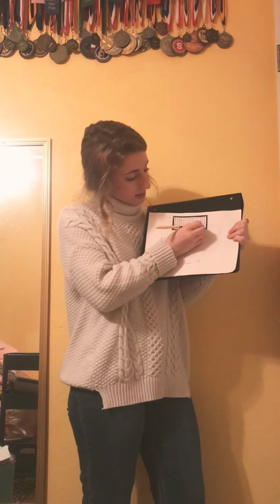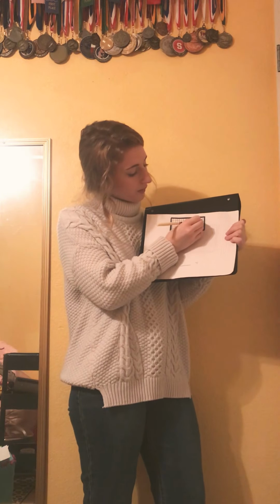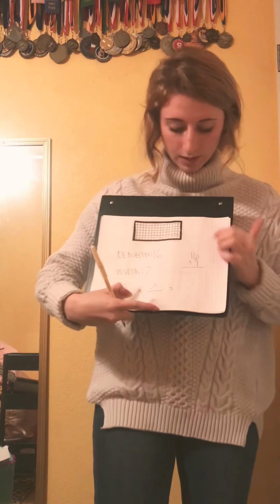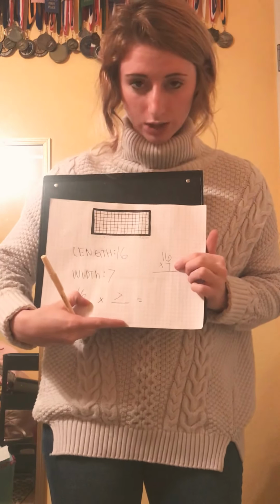The width is 1, 2, 3, 4, 5, 6, 7. So, length times the width, 16 times 7. Most people don't know 16 times 7, so what you might have to do on this one is line it up like this. 16 times 7, just as you would multiply.